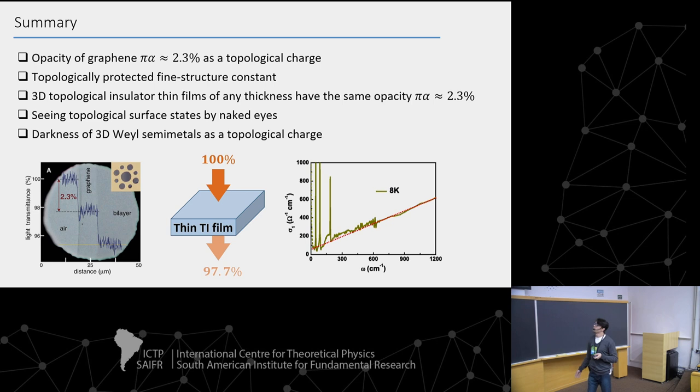So hopefully, even though I had to go a little bit quickly, I convinced you that you actually can see topological charge by looking at these materials with naked eyes. So for graphene, you have 2.3%, and we have this opacity is topologically protected. And the fine structure constant thus is topologically protected. And then I showed you some examples where we can also observe the topological charges by naked eyes.